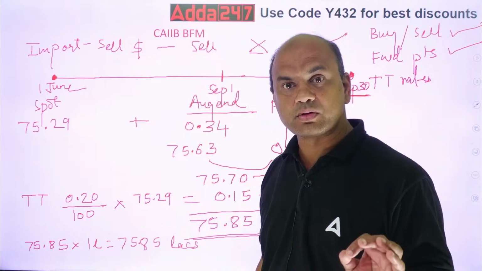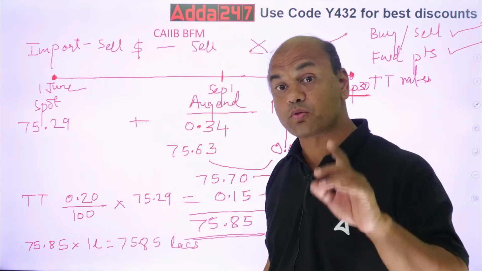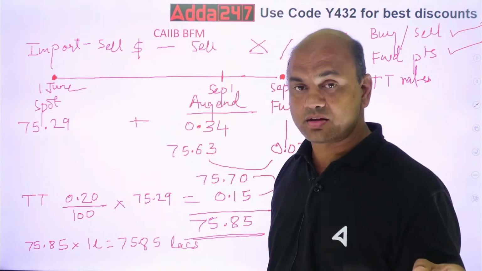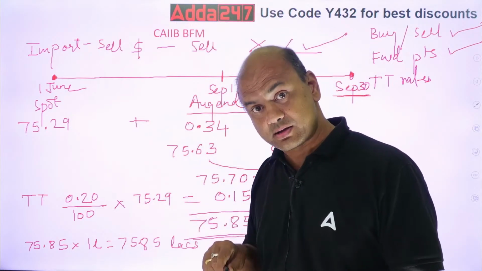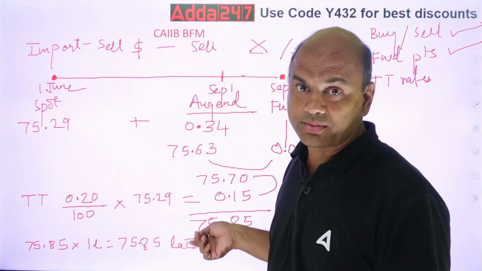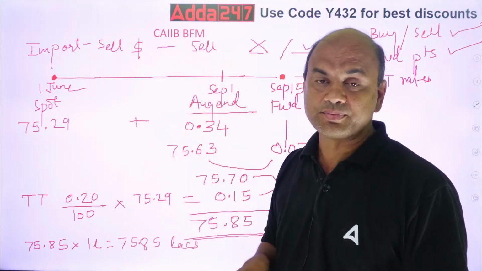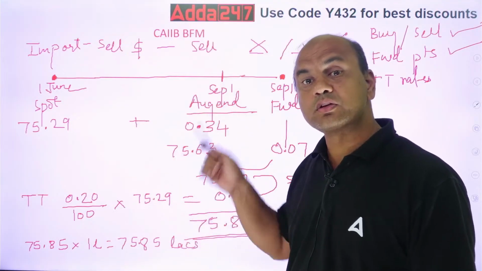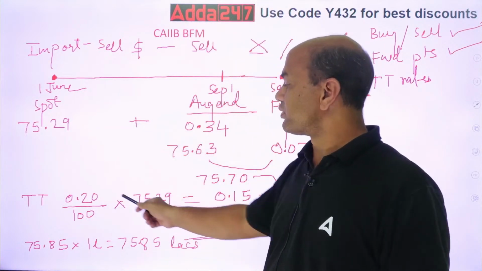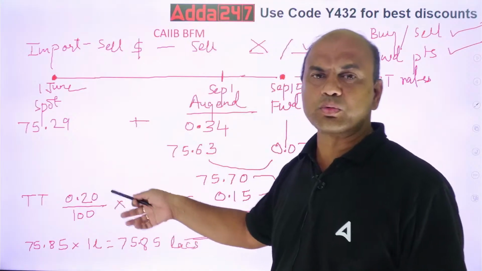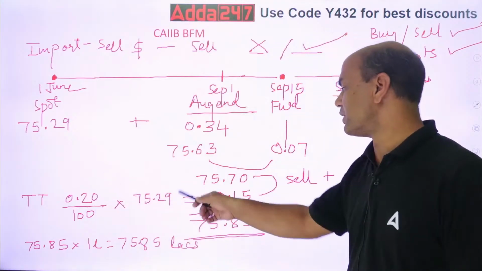Generally, we calculated for 75.70. Whatever rate you have achieved at the end, the TT margin will be calculated on that end rate. But in this problem, it's specifically mentioned: calculate the TT margin on the spot. So this is a spot. So 20%, sorry, 0.2%, into spot.